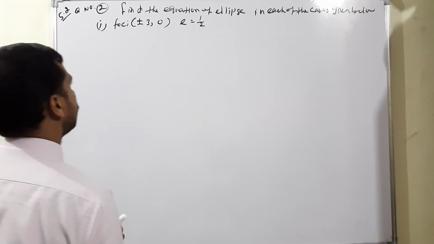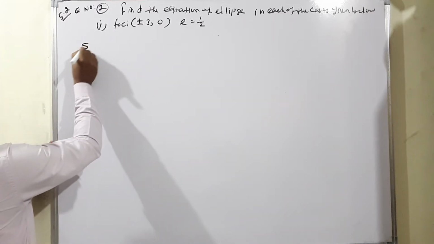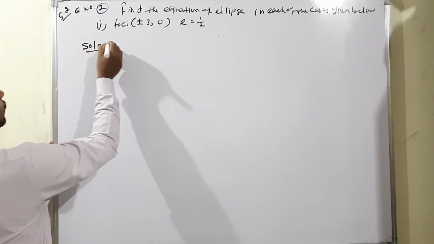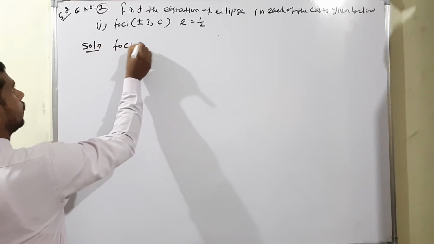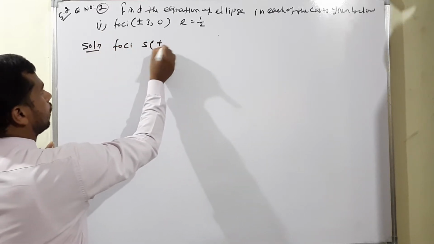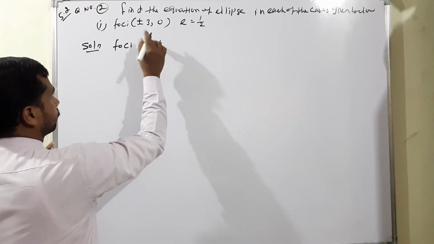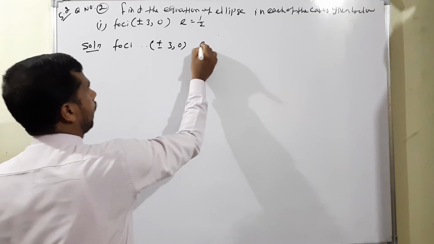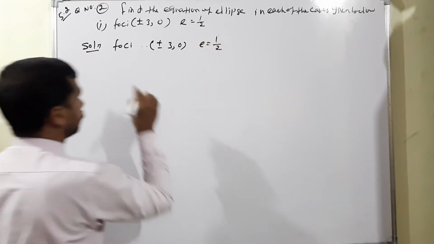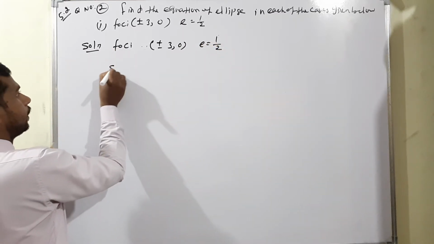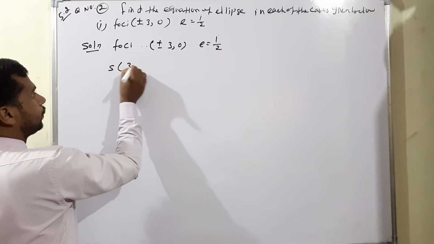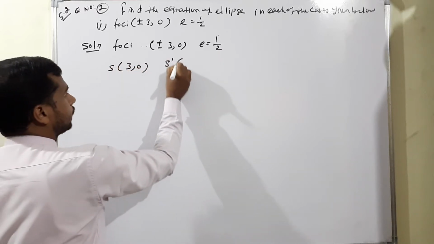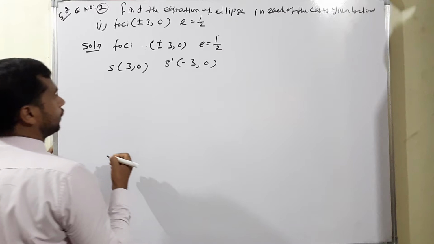First, subdivision 1. Solution: the foci, consider S, are plus or minus 3 comma 0, and eccentricity e is equal to 1 by 2. What is the meaning of foci? Consider S as positive 3 comma 0, and S dash as negative 3 comma 0.